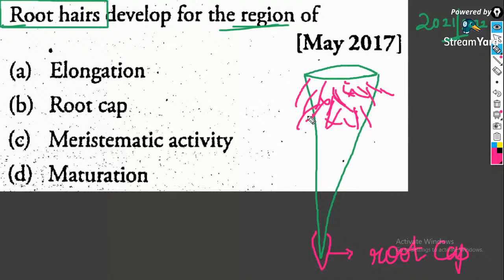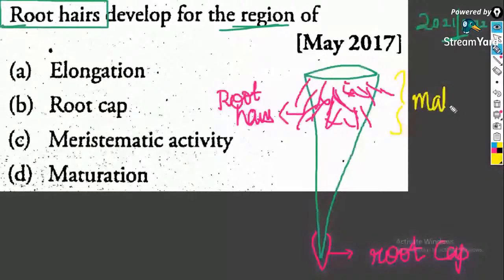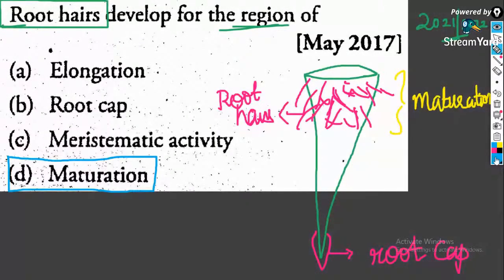These root hairs originate from a part known as the zone of maturation. This particular region you call the zone or region of maturation, which is differentiated into a differentiated zone bearing root hairs. So the correct answer for the question is option D, maturation region. Root hairs develop in the maturation region of the root. Perfect. Next question on the screen.